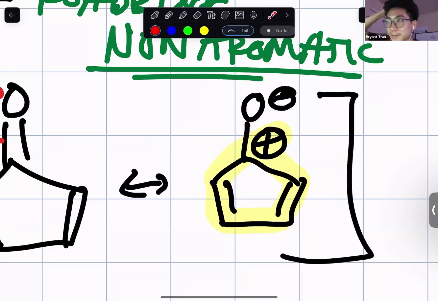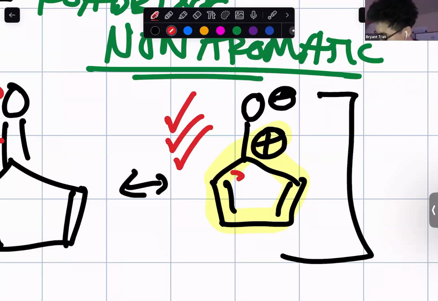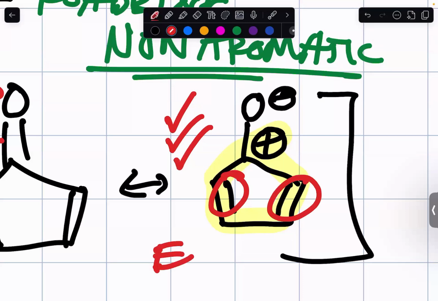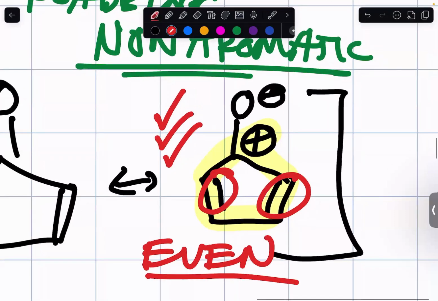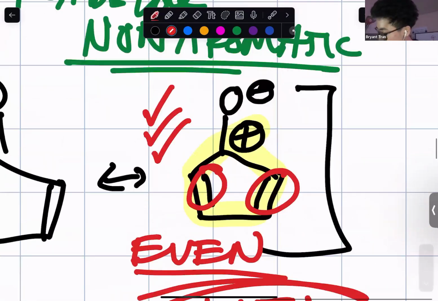what molecule would this be? Aromatic, anti-aromatic, or non-aromatic? So it is fully conjugated, and I see 2 pairs of electrons. I mean, not two. Yes. Uh-huh. Right, so it would be even and anti-aromatic. Yes, correct. Yes. Got it? Nice.